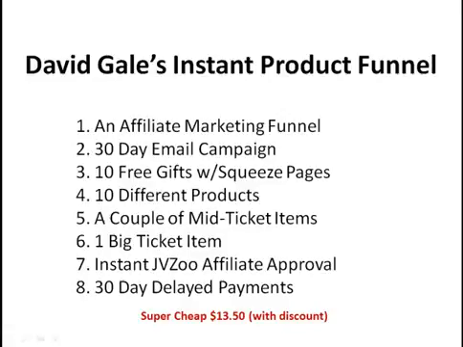Now you do get instant JVZoo affiliate approval, even if you've never sold anything on JVZoo at all. If you're totally brand new, you do get instant affiliate approval, but it is with 30-day delayed payments. Like I said, probably the biggest reason for that is the mid-ticket and that one big-ticket item. That one big-ticket item in there, you'll make $300 off of it if you sell one of those. So that's the reason why there's a delayed commission with it.